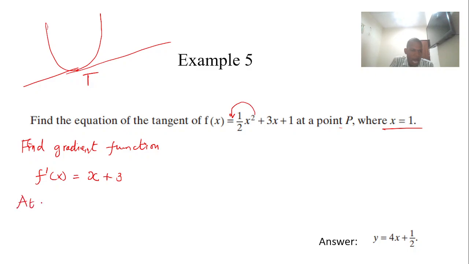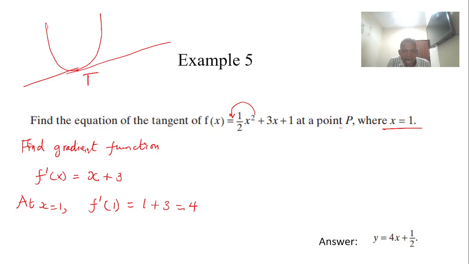Now the next thing we are going to do is to find the gradient at the point s equal to 1. So I'm looking for f prime of 1. I'm trying to get the gradient at s equal to 1. So you have to plug in the value of s into your gradient function. So s is 1 plus 3. And what's my answer? 4. Now you can see that the gradient at s equal to 1 is 4.